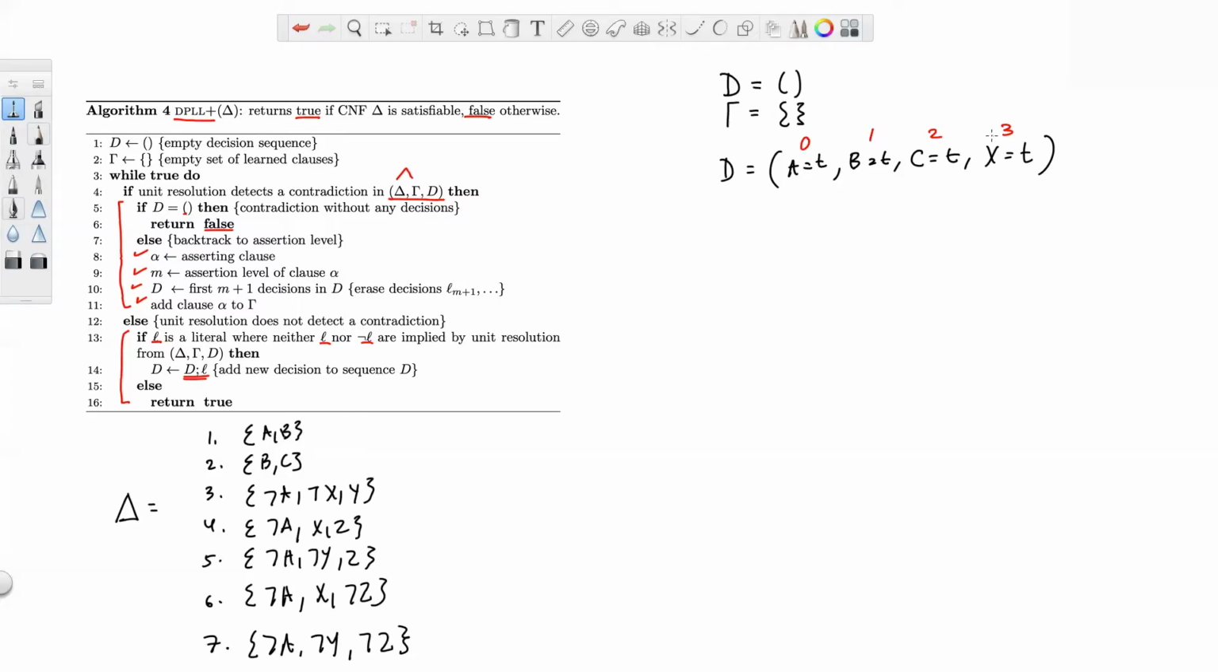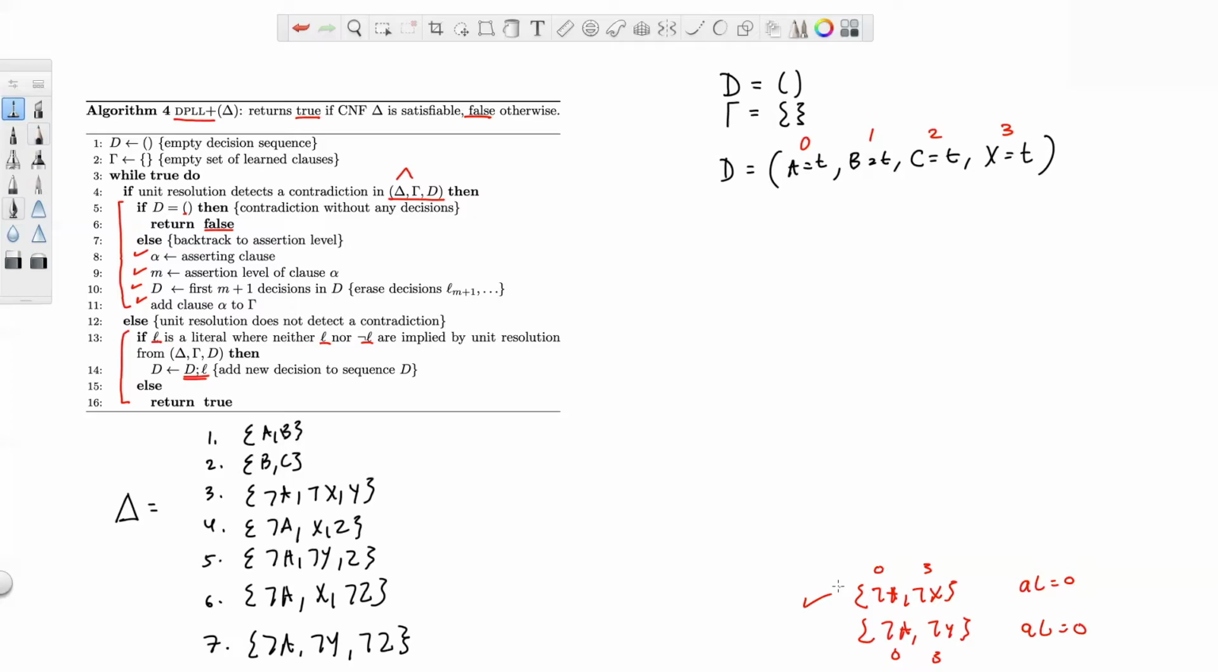At this point, unit resolution discovers a contradiction. And we've seen that before. We've seen the implication graph for that. And we saw that that implication graph leads to two asserting clauses. One of them is not A, not X, and the other one is not A, not Y. So both of these were asserting. The assertion level here was 0, remember? And similarly, the assertion level here was 0. So we're going to pick this one. We could have picked the other one as well, but we're going to pick this particular one.